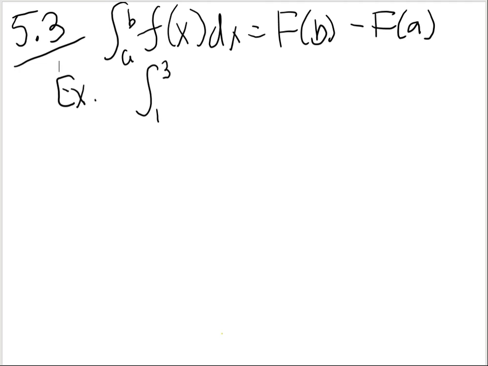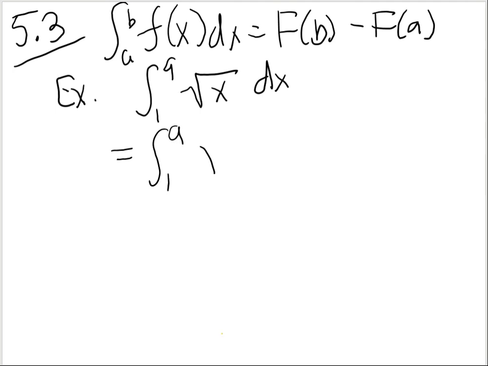What about the integral from 1 to 9 of square root of x dx? Well, as is, we can't really do this one, but we can rewrite this as x to the 1/2 power dx. And now we can use the power rule for antidifferentiation, which says you add 1 to the power and divide by the new power.